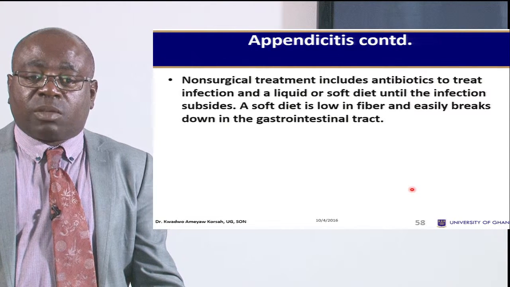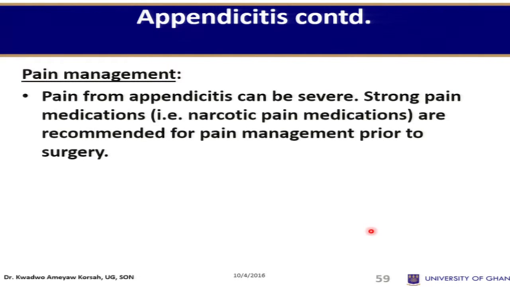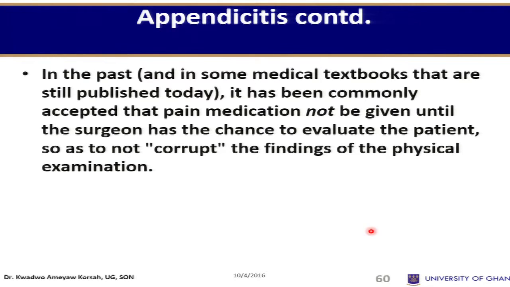Non-surgical treatment includes antibiotics to treat infection, and then a liquid or soft diet until the infection subsides. A soft diet is also low in fiber and easily breaks down in the gastrointestinal tract. It is very important at the initial stage. And then pain management: pain from appendicitis can be severe. So we need to give strong medication, like narcotic pain medication, recommended for pain treatment or management prior to possible surgery.